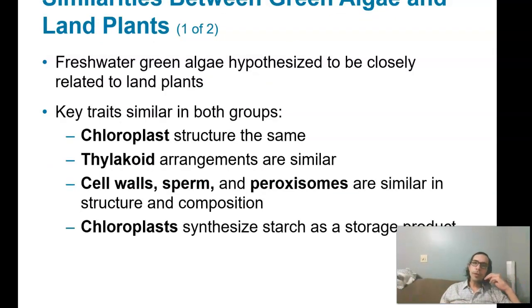So freshwater green algae are hypothesized to be closely related to land plants. And some of the reasons that they're thought to be related are because of some of the traits that they have. So both of these have a chloroplast that has a structure that's the same. So they have thylakoid arrangements that are similar. Thylakoids are structures that are found within the chloroplast.